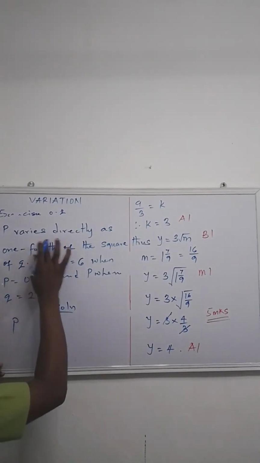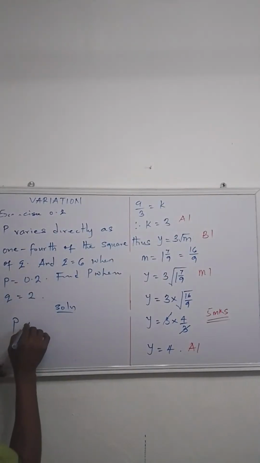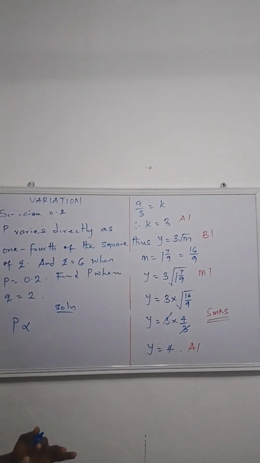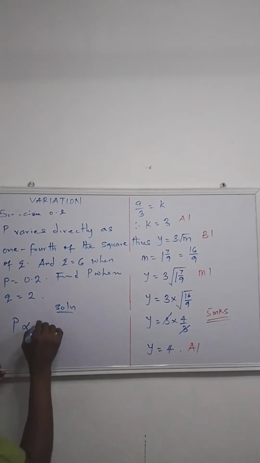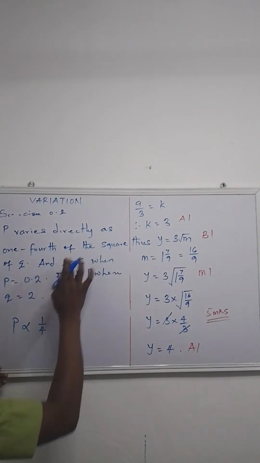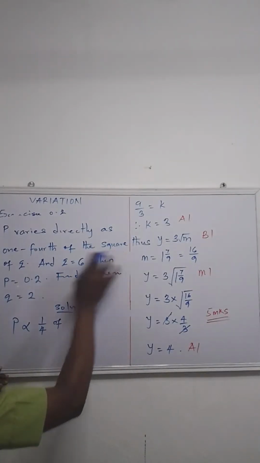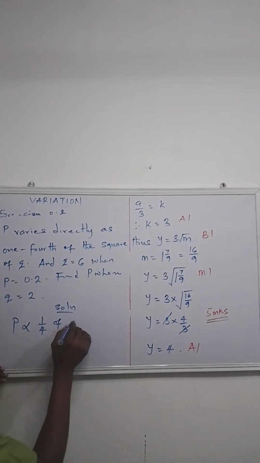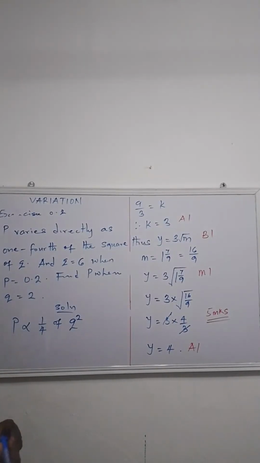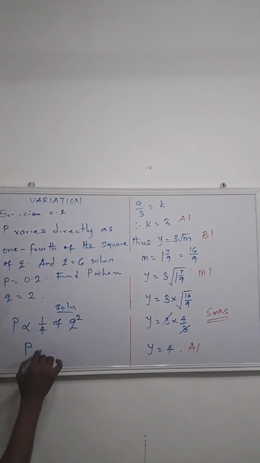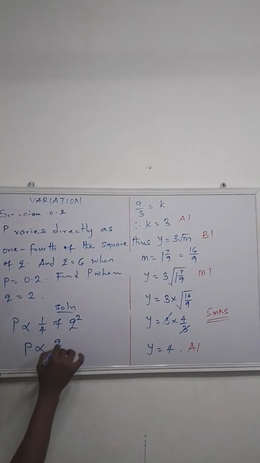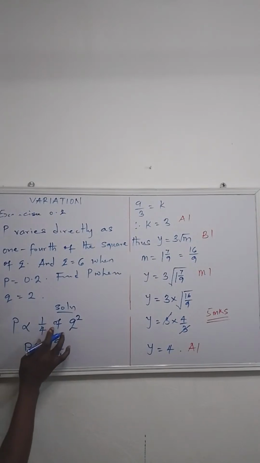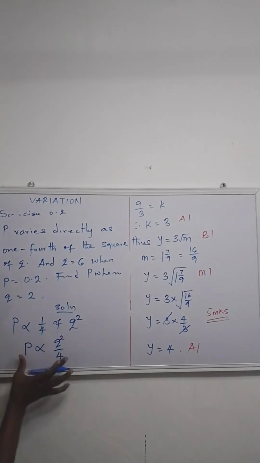Now P varies directly as 1/4. What is 1/4? That is 1 over 4, of the square of Q. The square of Q is the same thing as Q squared. So we have this, and it is the same thing as P varies as Q squared over 4. When you multiply these together, "of" is the same thing as multiplication, so you can write it this way.